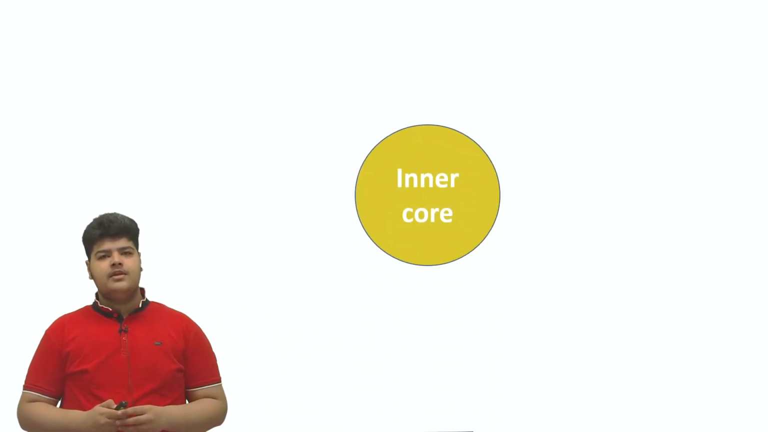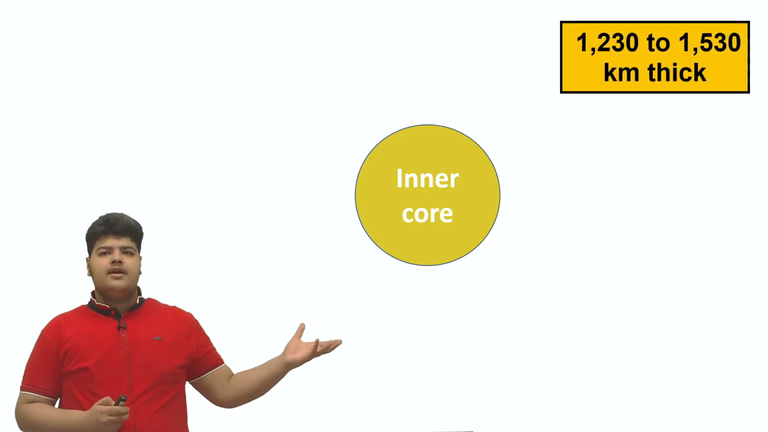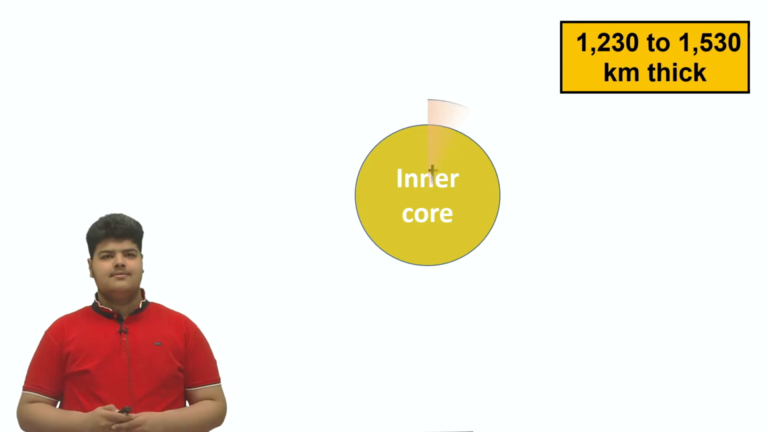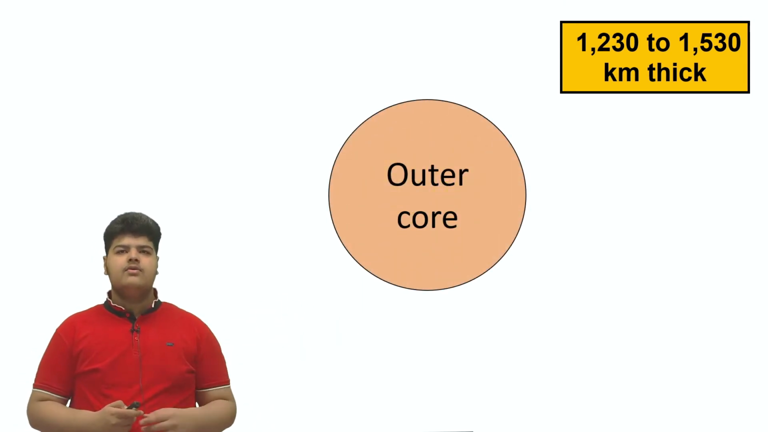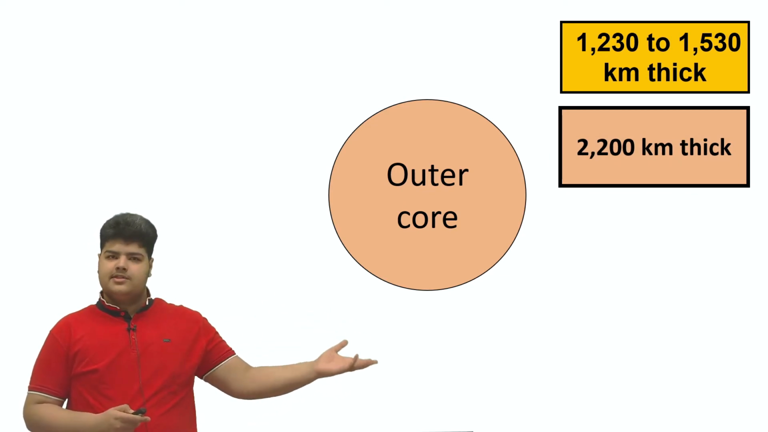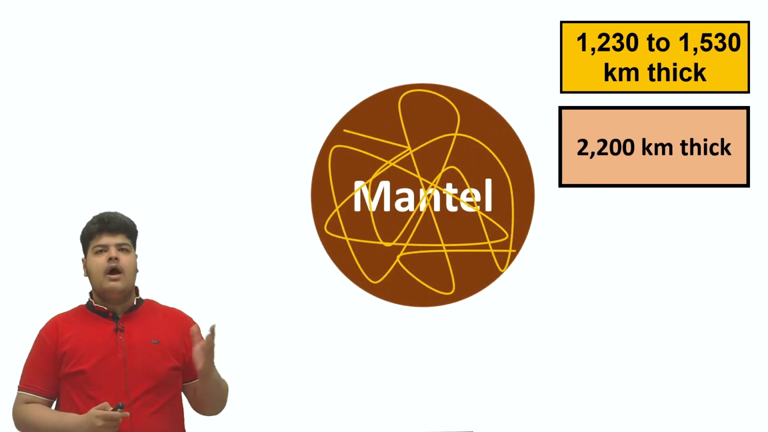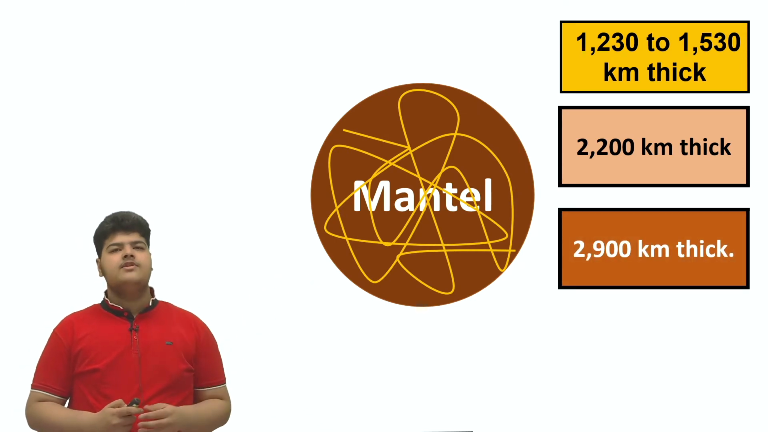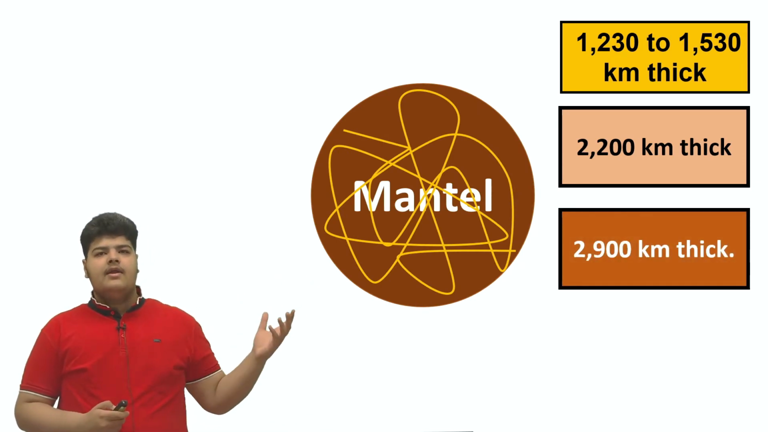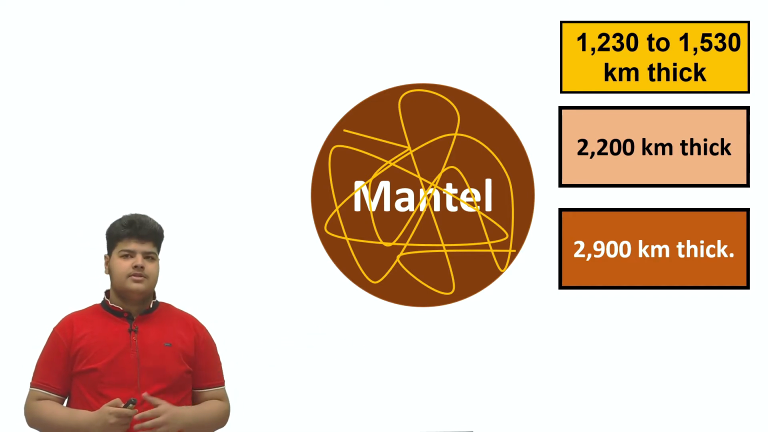When we think of our planet Earth, we usually see it as a ball, but that's not completely true. It more resembles an onion because it has many layers, starting from the first layer, the inner core, which is 1230 to 1530 kilometers thick. Then the second layer is called the outer core, which is 2200 kilometers thick. The outer core is then surrounded by the mantle, which is a semi-solid layer with a thickness of 2900 kilometers.